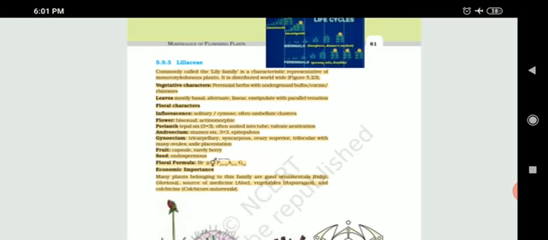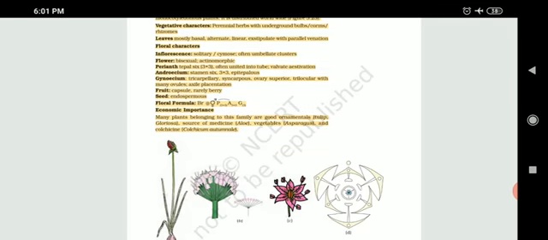So this was about the chapter, students. So kindly learn each and everything. Go through all the diagrams. Floral diagrams and floral formulas are very important. Practice for it. Thank you.